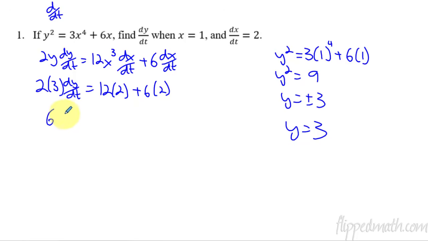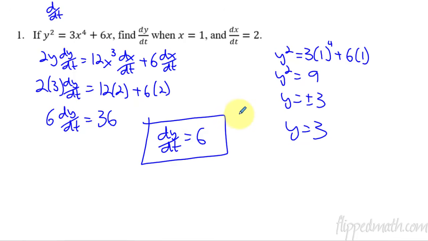So then we have 6 dy dt equals 24 plus 12, which is 36. So then our answer is that dy dt is equal to 6. Boom, that's how we find dy dt. Okay, that is what we're doing today. We're going to set up our equations, take the derivative with respect to time, and then plug in all the quantities we know and solve for the one we don't.